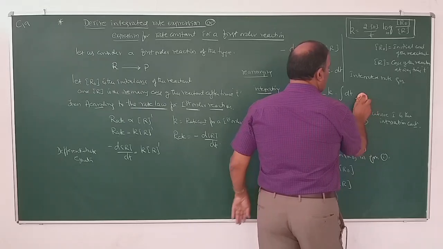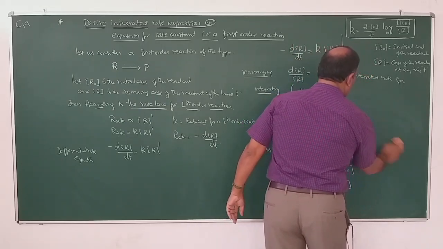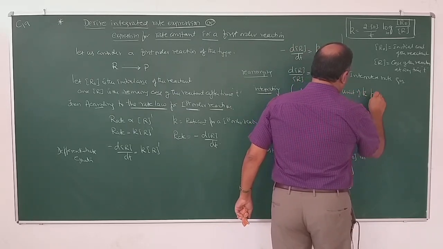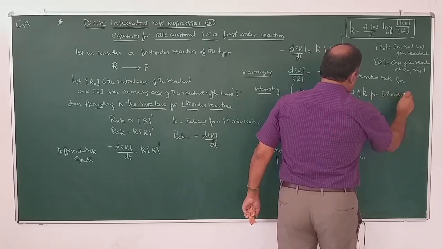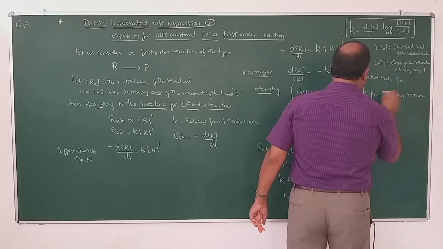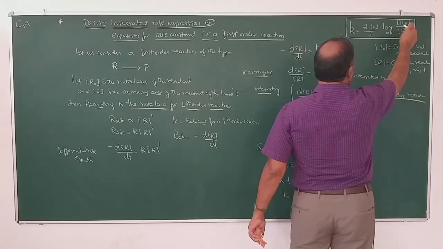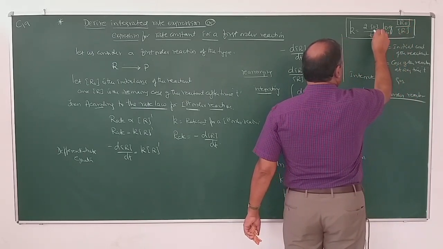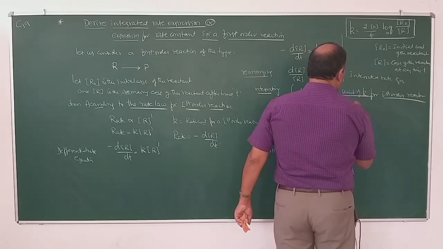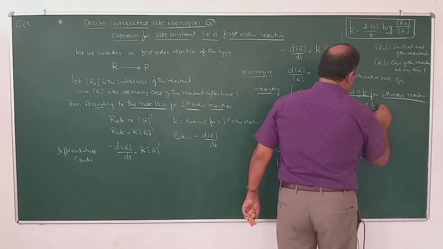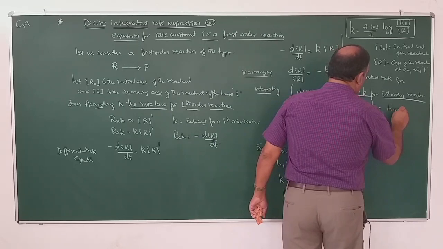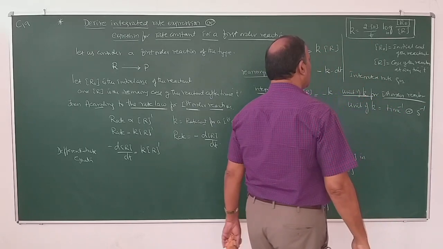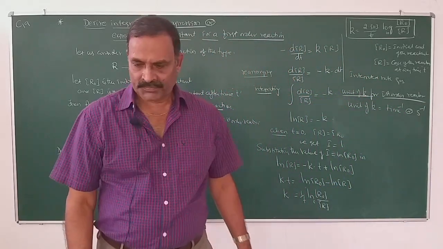So here, what is the unit of K? Unit of K for first order reaction. Concentration cancels. What is the remaining? T in the denominator. Therefore unit of K equals time inverse or second inverse.